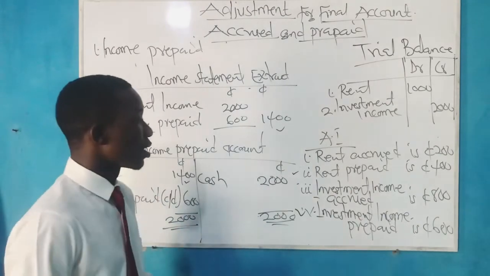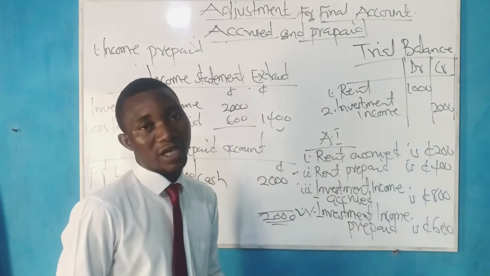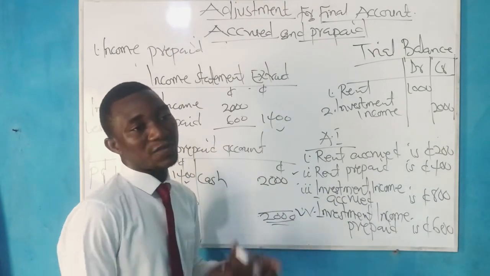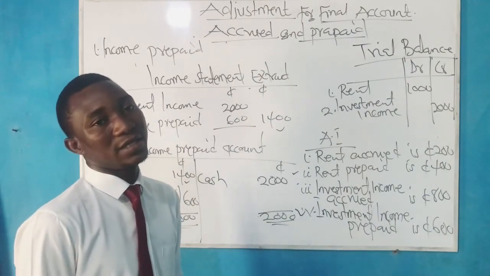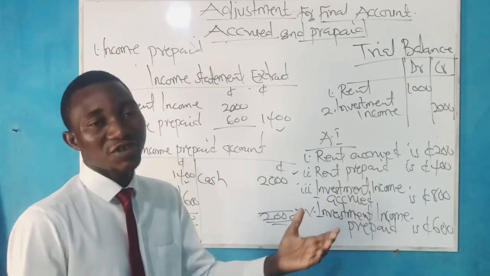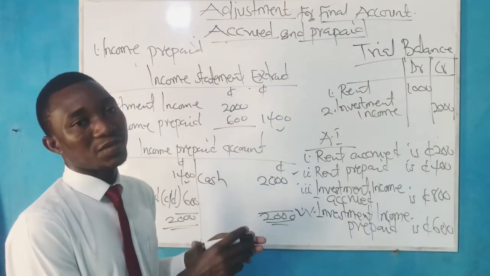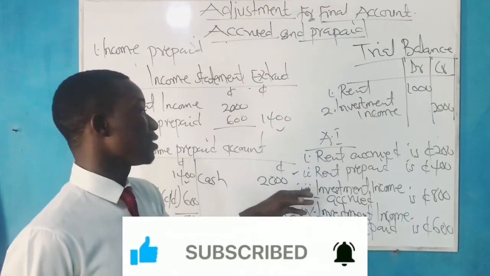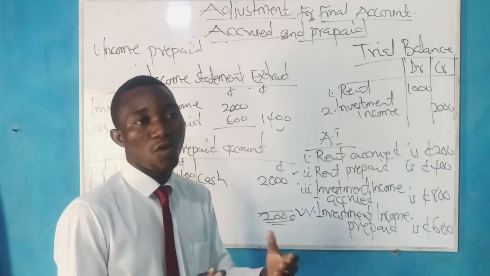So note, anytime there is a rent or anytime there is an expenses accrued or expenses owing, the treatment is that we are going to add it to our expenses in the income statement. After that, then we add it to our current liability in the statement of financial position. Anytime there is an expenses prepaid, the treatment is that we are going to less the prepaid from the expenses in the income statement. After that, then we add it to our current asset.